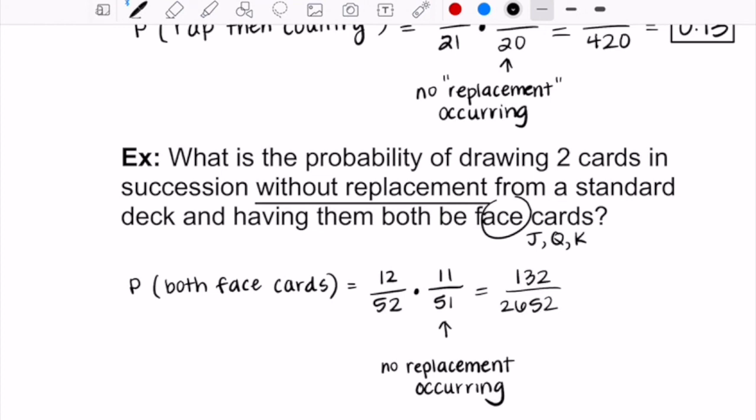The probability of these events happening together is 132 out of 2,652. And so again, to find the decimal approximation, you'll divide these, and rounded, it's 0.05. So there's a 5% chance that you could pull out a card and then pull out another card from a standard deck of cards and have both of the two cards that you pull be face cards.